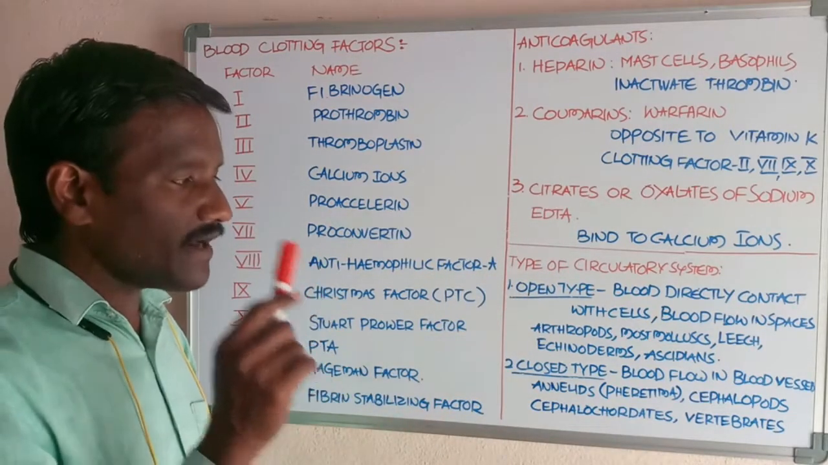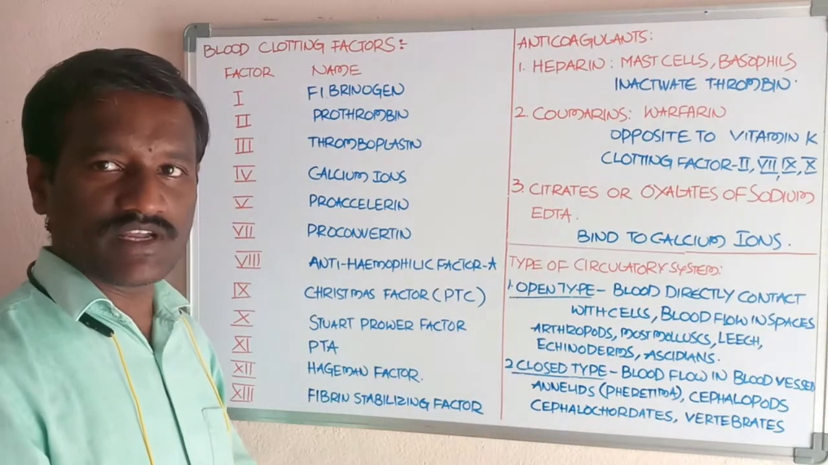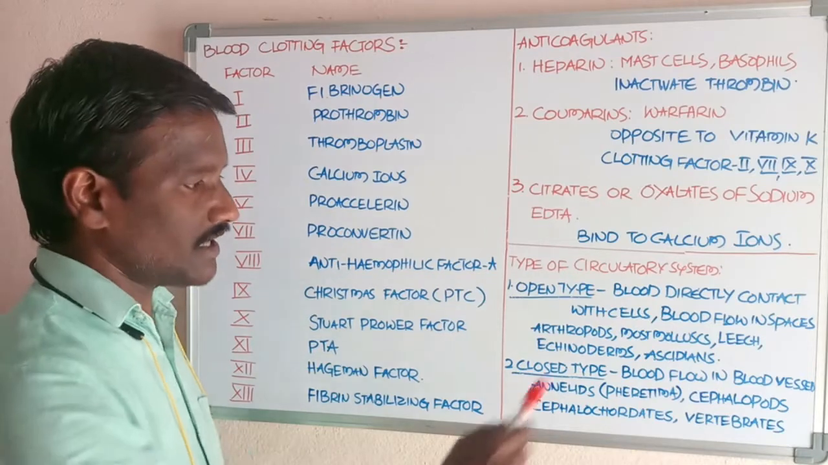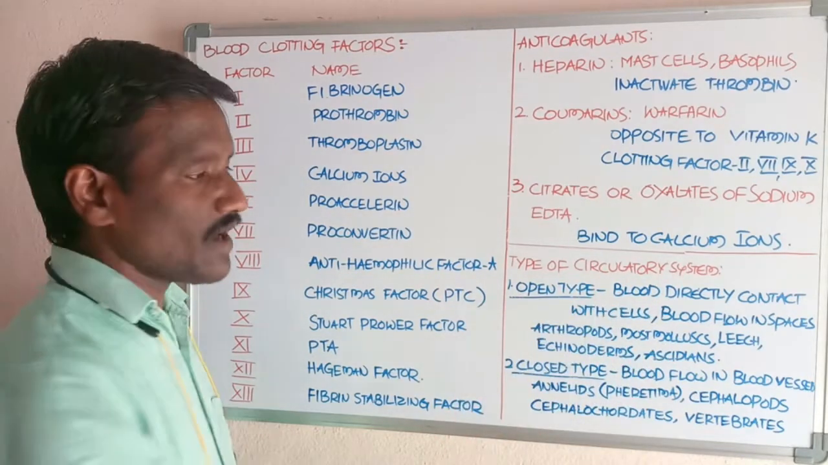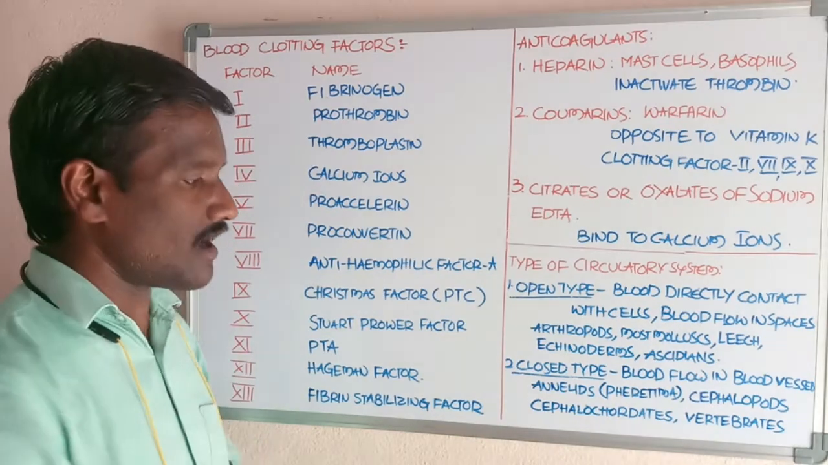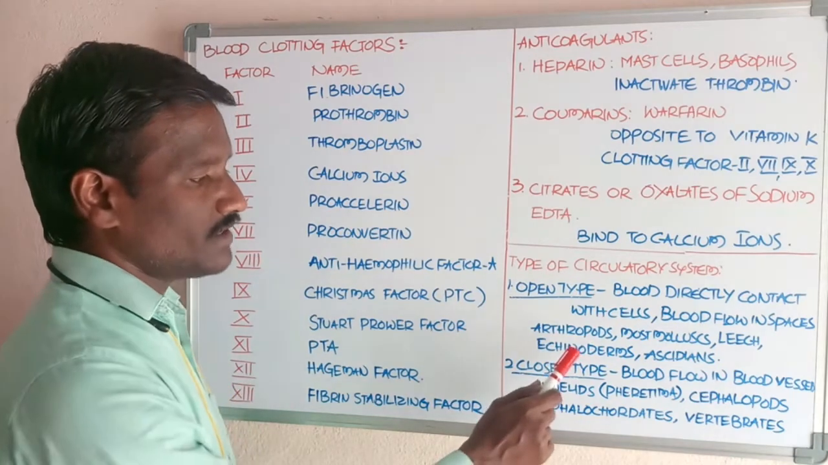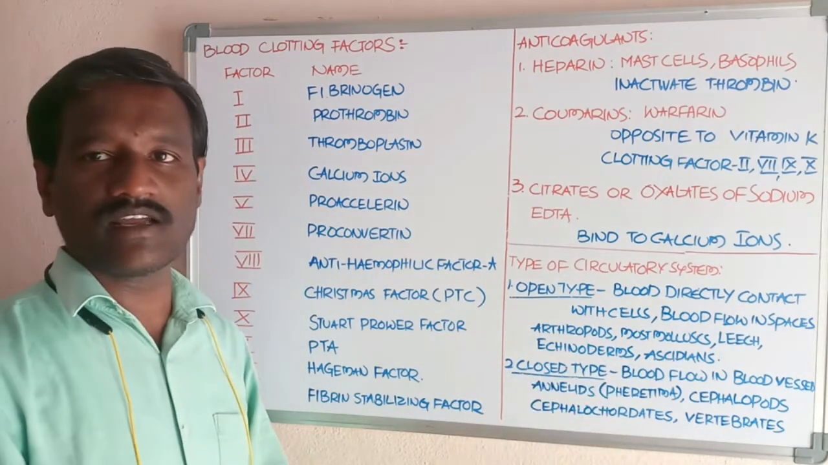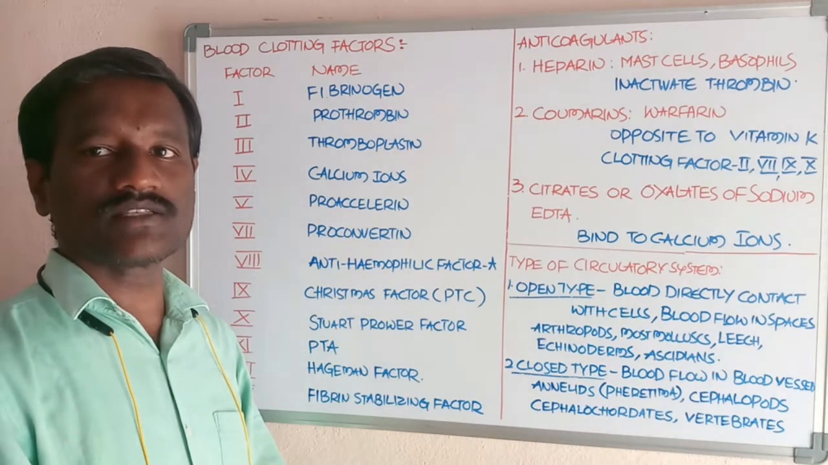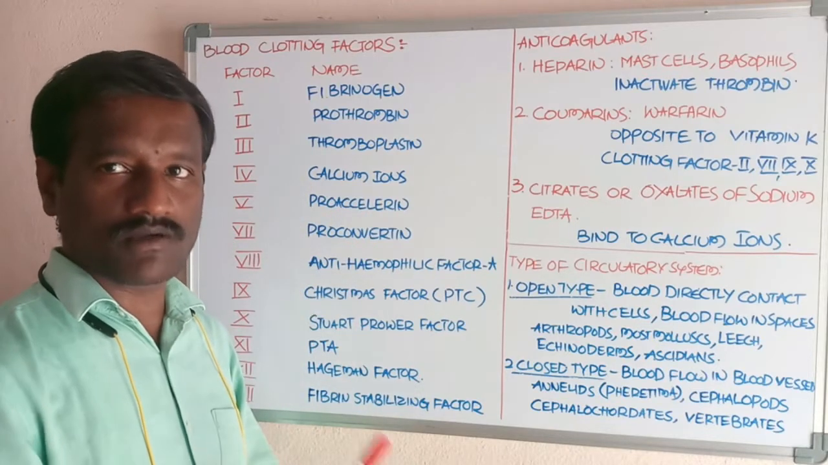Open type circulatory system is present in arthropods, mostly insects, crustaceans, millipedes, centipedes, like that. Most molluscans and leech, which belongs to the phylum Annelida, and echinoderms. Okay, students. Next, ascidians. Ascidians belong to the protochordates. Okay, it is one of the animals from the group Urochordata, first chordates.